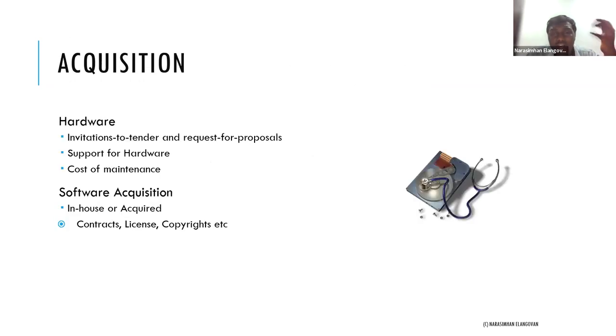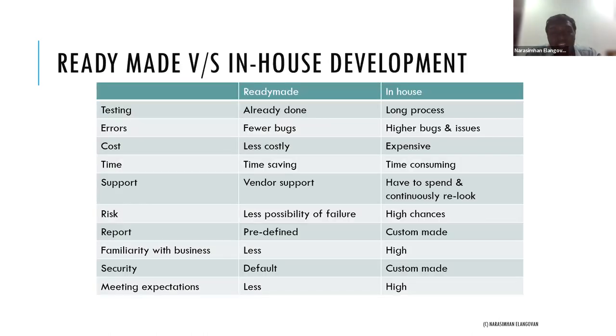Acquisition, how do I acquire the hardware? Is there support for the hardware, right? Do I purchase the software on my own? Is there support available, in-house, acquired, copyrights, etc. Again, there could be advantages and disadvantages, features of ready-made versus in-house. What you see on this slide is a few advantages and disadvantages as well as the features, right? So each of them has its own share of good as well as the bad.